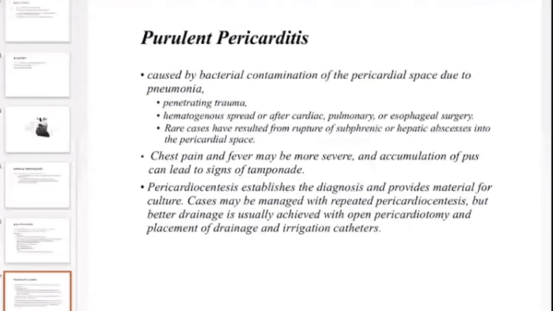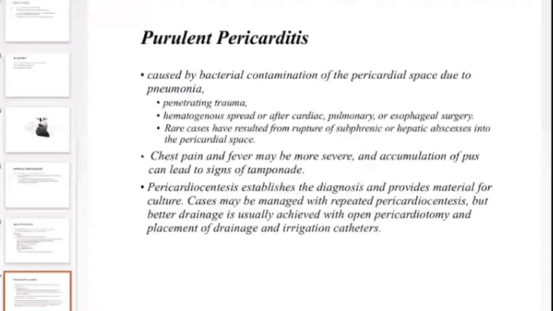The representative presentation of purulent pericarditis is a patient who has central chest pain, sharp in character and associated with fever. It may be more severe when you have accumulation of pus that leads to decompensation of the heart function. That's what we call cardiac tamponade.